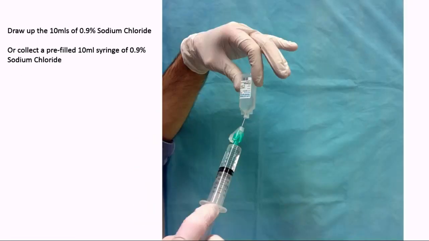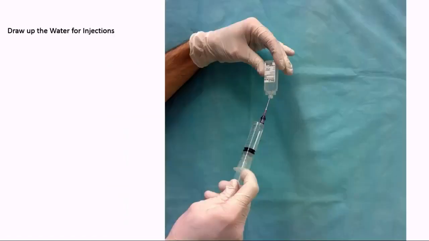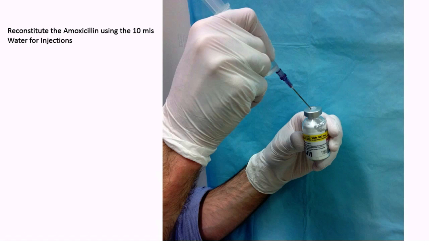Then proceed to draw up your normal saline. Occasionally, in some hospitals, you can find pre-filled syringes of sodium chloride. Then label your syringe and put it onto the tray. Then draw up your water for injections. Reconstitute the amoxicillin using the water for injections.